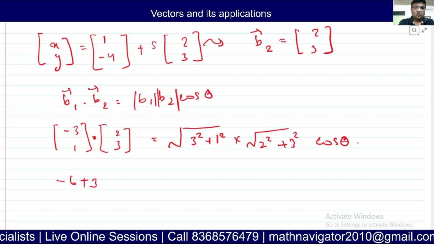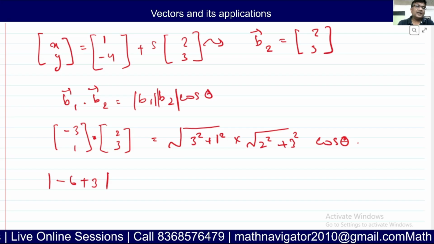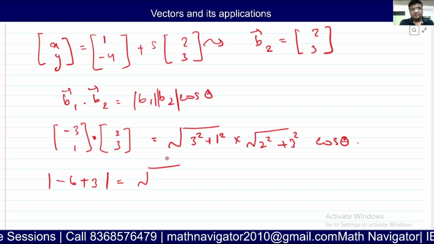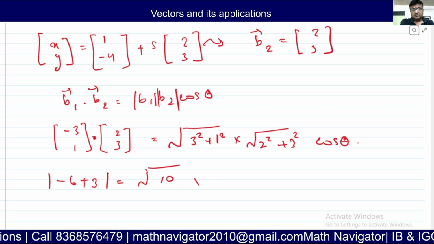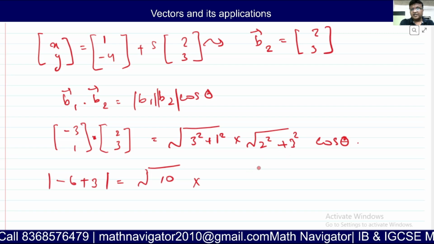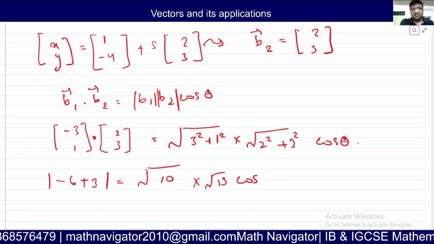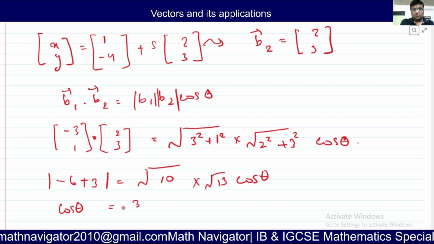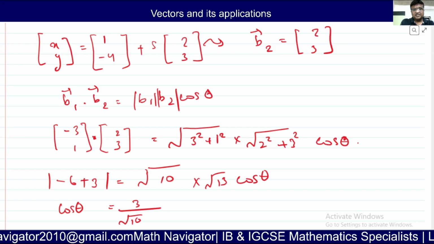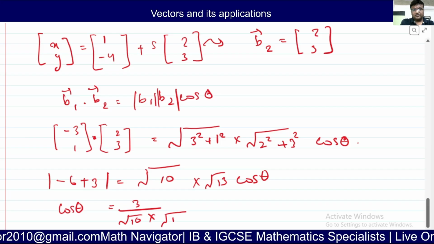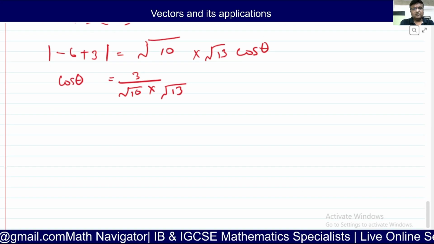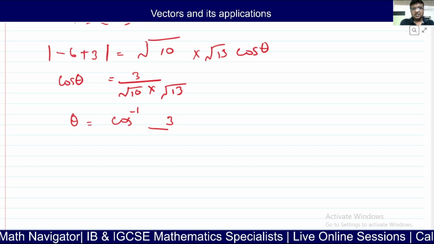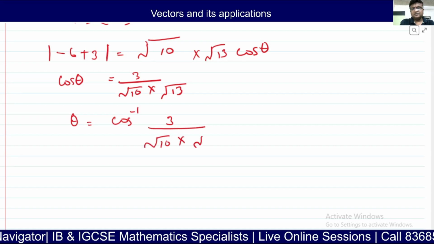plus 3. You always have to take the magnitude of it. Why magnitude? Because theta is an acute angle. So this is equal to the square root of 9 plus 1, which is 10, times 4 plus 9, root 13, cosine theta. So cos theta is equal to 3 over root 10 times root 13, which will be nothing but theta is equal to cos inverse of 3 divided by root 10 times root 13.